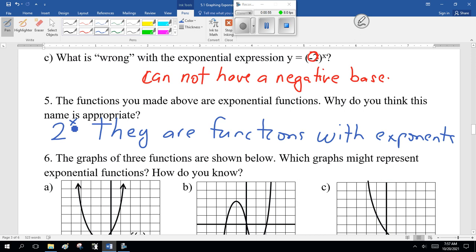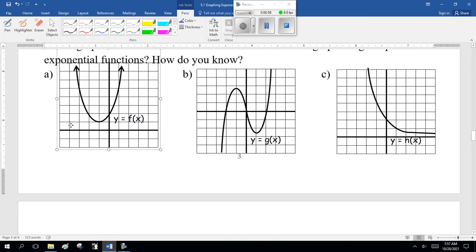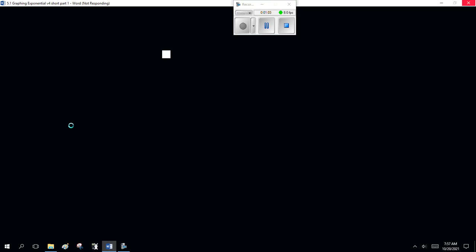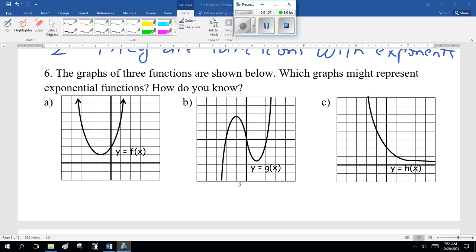Now, next question. The graphs of three functions are shown below. Try this again. The graphs of three functions are shown below. Which graphs might represent exponential functions?